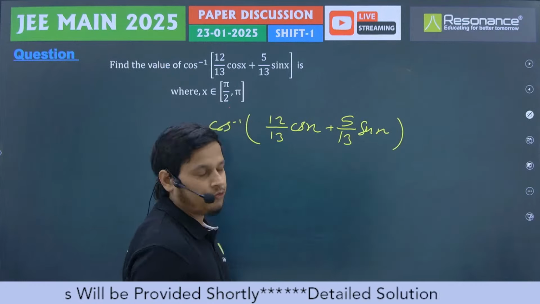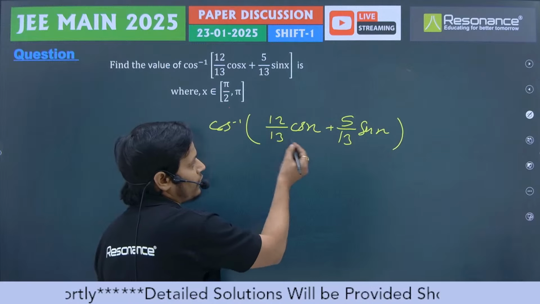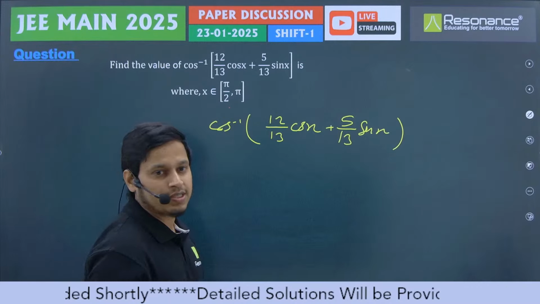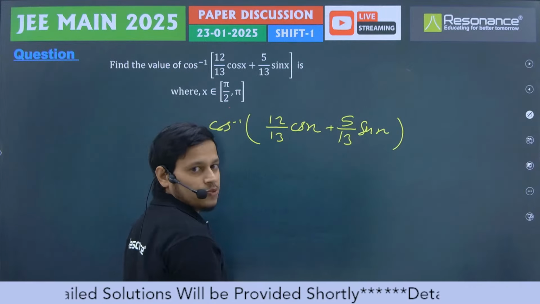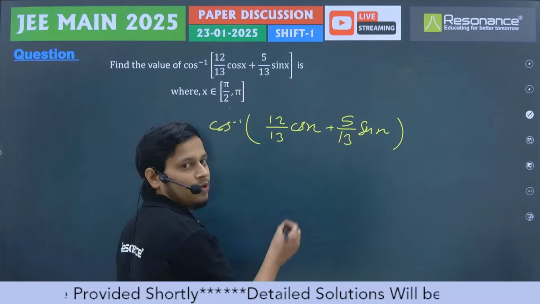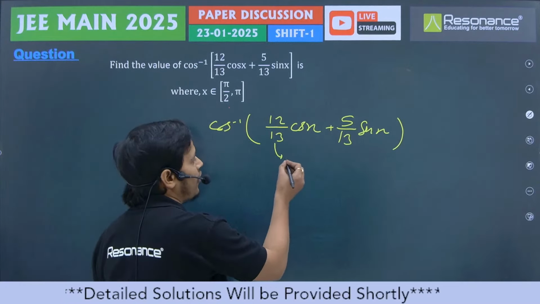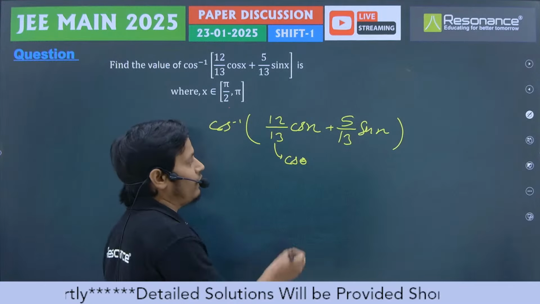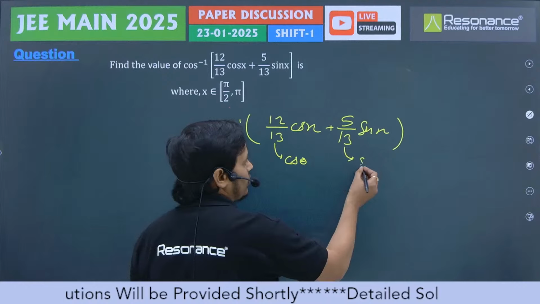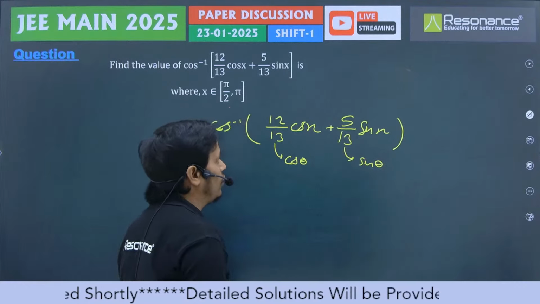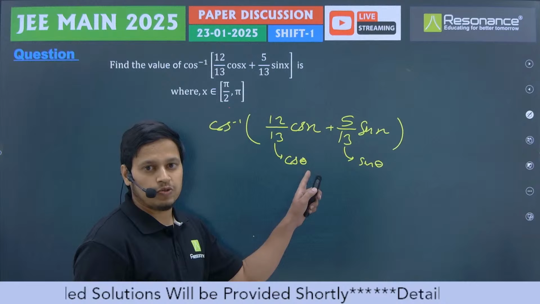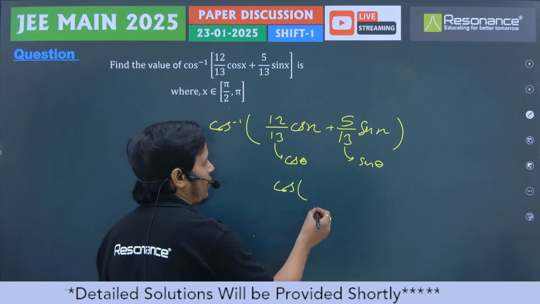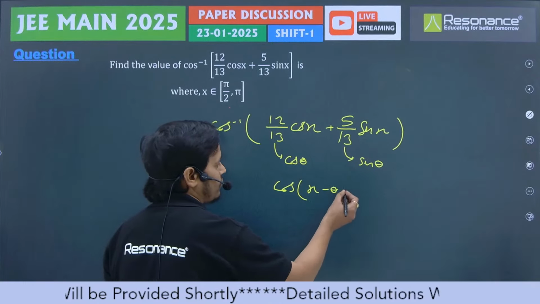Now, if you consider 12 by 13 and 5 by 13, these are two numbers whose sum of squares is equal to 1. It means a square plus b square equals 1, so we can get the formula of cos (A minus B) here. If I consider this one as cos theta, then sin theta is root over 1 minus cos square theta. So it looks like cos A cos B plus sin A sin B, which can be written as cos of A minus B, that is, x minus theta.